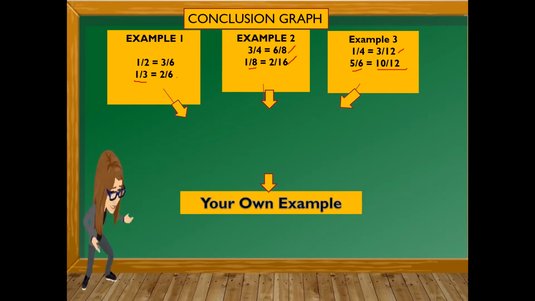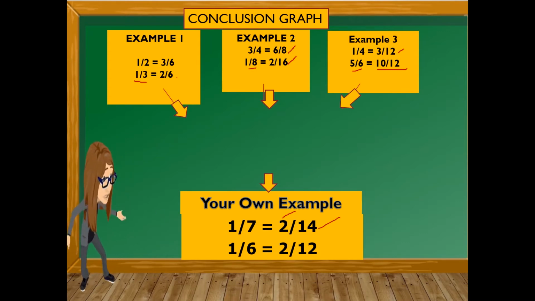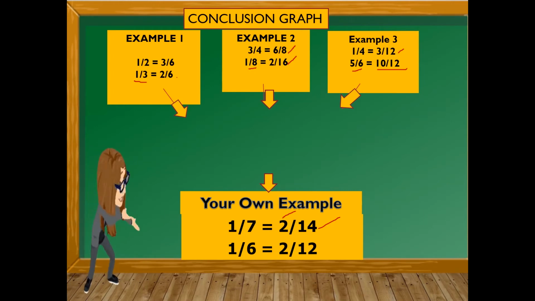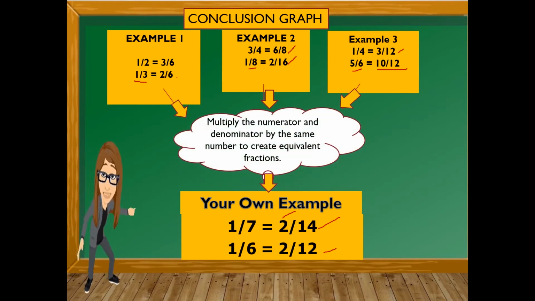Okay, I want you to do your own example. Okay, so let us see. 1/7, you multiplied it by 2. That's why 1 times 2 is 2 and 2 times 7 is 14. Another example, you have 1/6. You multiply it by 2. 1 times 2 is 2 and 2 times 6 is 12. Therefore, multiply the numerator and denominator by the same number to create equivalent fractions.